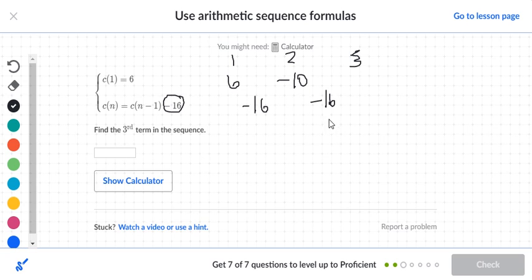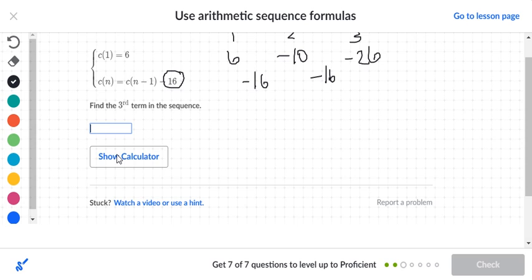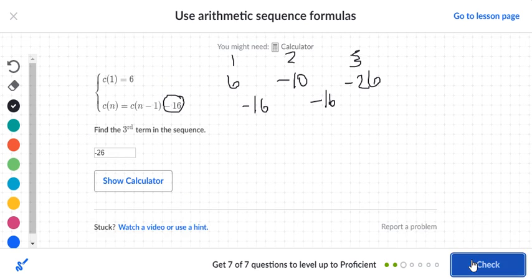Well, here you borrowed 10, you borrowed 16. So 10 plus 16 is 26. But it's a negative since you owe that money. So our third number in the sequence would be a -26.